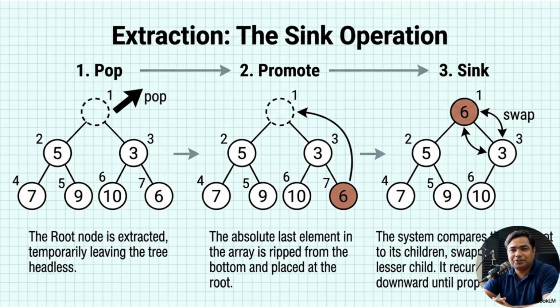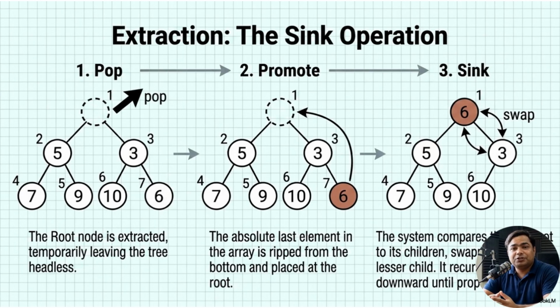Third, we perform the sync operation, also called bubble down. We compare the new root with its children. In a min heap, the smaller child should move upward if the root is larger. So the root is swapped with the smaller child. After the swap, we continue comparing with the next children. The value keeps sinking downward until the heap property is restored.